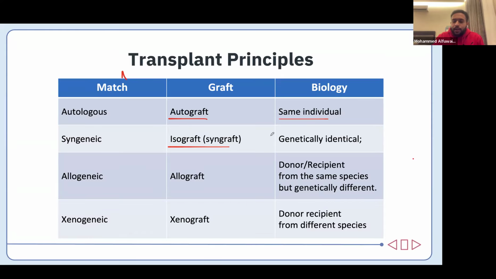Then isograft or syngraft is when we have a genetically identical patient. So this is, for example, in twins. Allograft, which is the most common one, is, for example, any human-to-human donor, okay? Now, xenograft is donor and recipient from different species. A very common usage of this is in heart valves. We can give porcine valves, which is basically pig valves, which act very similar to human valves. So this is just basic terms that you will get tested on. If you get any questions on immuno, it's these concepts I'm explaining.